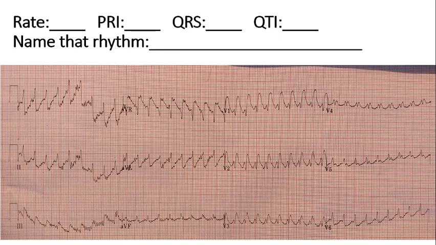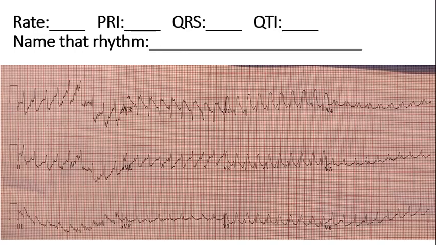The next one past that is 150. So the complex is halfway between 150 and 300. So it lets you know it's greater than 150, probably a little closer to 300, maybe less than 300, but it's pretty fast. You can't really tell if there's any real P waves or T waves because they're all kind of mixed in with each other.